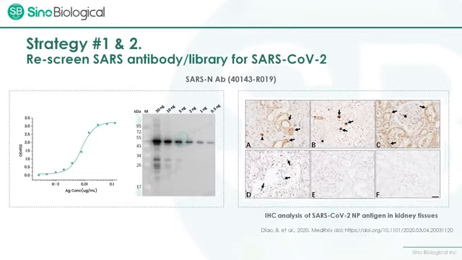We got pretty much the same results for the N proteins. We rescreened the SARS N antibody libraries and obtained one rabbit monoclonal antibody. This antibody can recognize the SARS-CoV-2 N protein and also works for Western blot applications. Our customers use this antibody for IHC analysis. We got very good pictures detecting the NP antigen in kidney tissues.